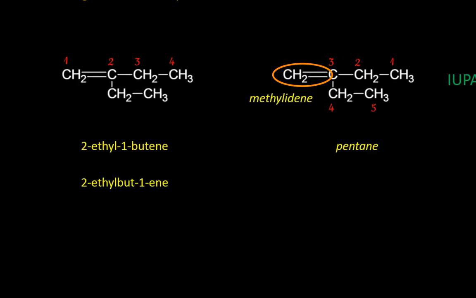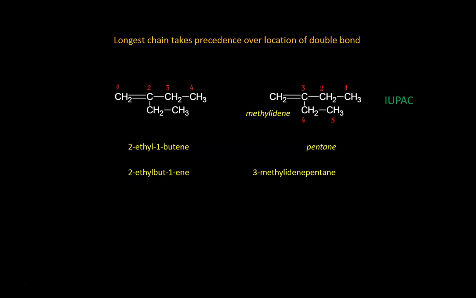This group is called methylidene. You recognize the ENE as denoting a double bond. We now put them together to obtain 3-methylidenepentane. It is strange looking at first. Note that this is a recommendation only by IUPAC. The previous 2 names are still correct and recognized by IUPAC as acceptable names.